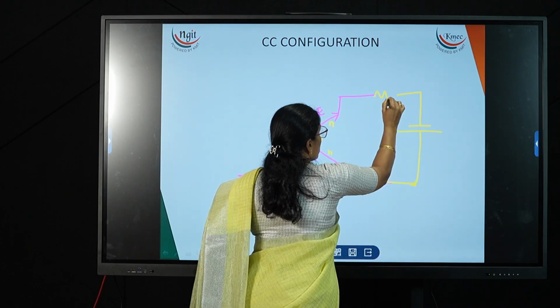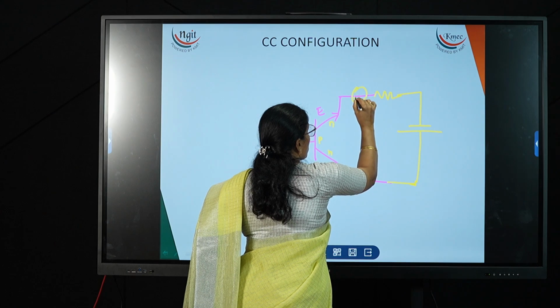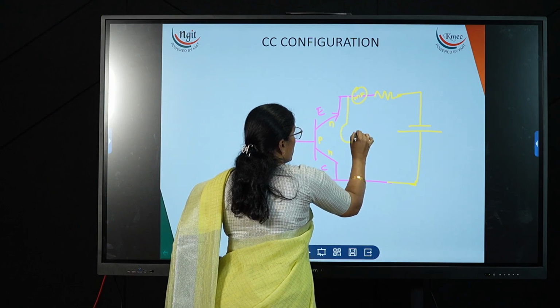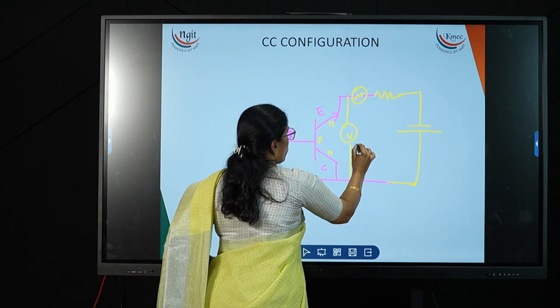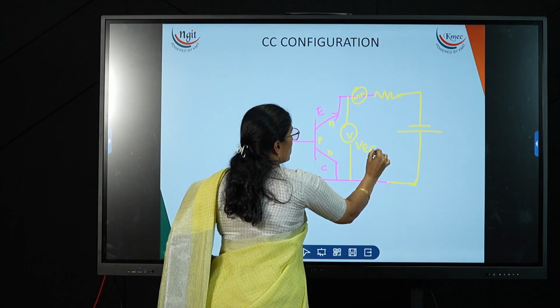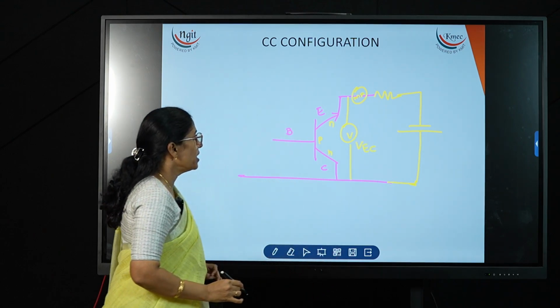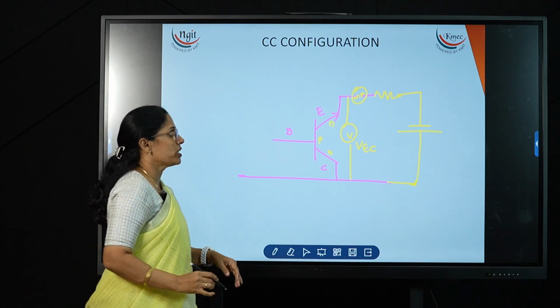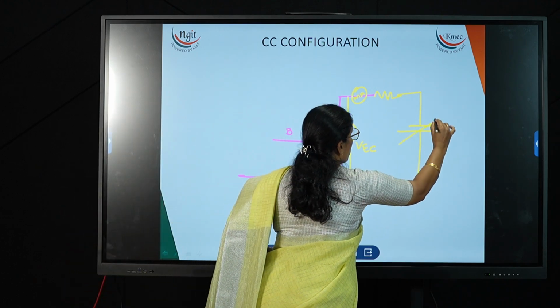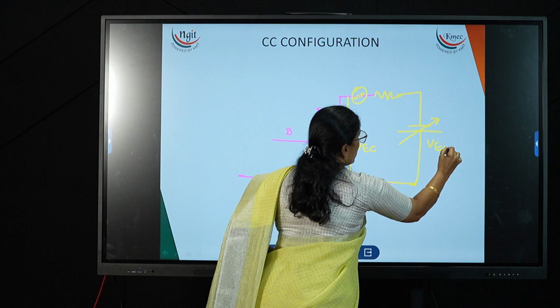Through the resistor we are connecting, and to measure the current we are connecting one ammeter, and to measure the voltage one voltmeter. This voltage parameter is VCE. This is at the output side, and this is the variable supply, and the supply name is VEE.